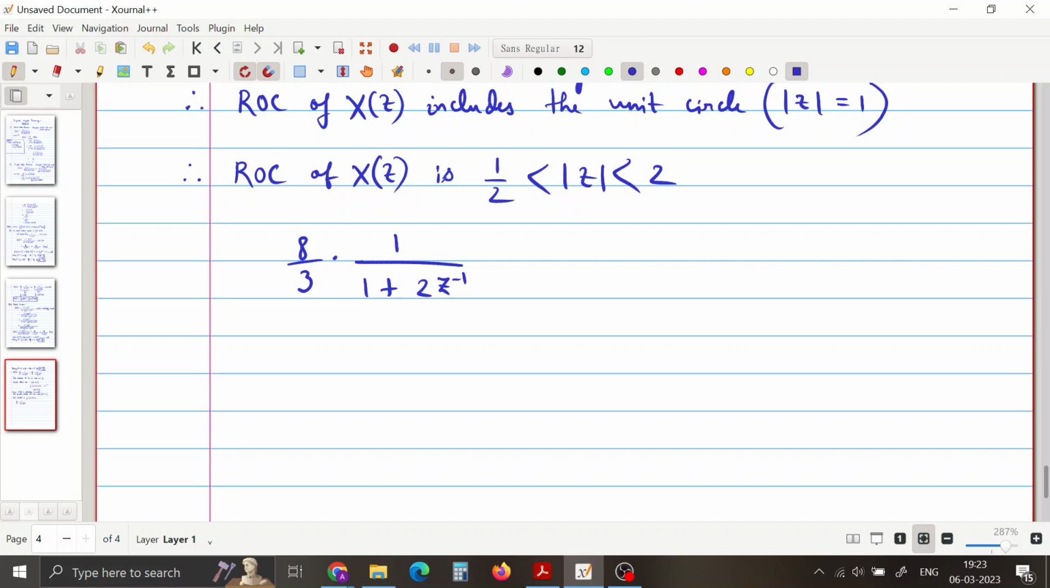So it's not a power n u of n, it's of the form minus a power n u of minus n minus 1. If we compare with the form 1 by 1 minus a z inverse, here a is minus 2. The constant remains as it is, 8 by 3 times, so there will be a minus 2 to the power n u of minus n minus 1.